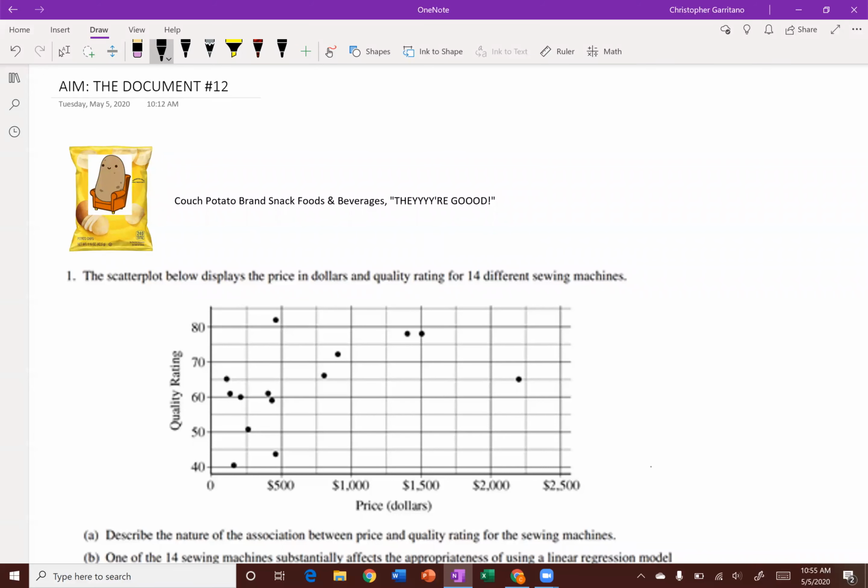Welcome to the second episode of the day and overall the 11th episode of Fighting for A5, where we go over the document, problem number 12. Keep in mind, we skipped problem number 11 because that dealt with chi-squared test, which we are not learning this year before the AP. We will discuss chi-squared after AP.